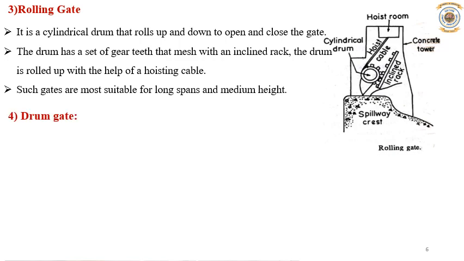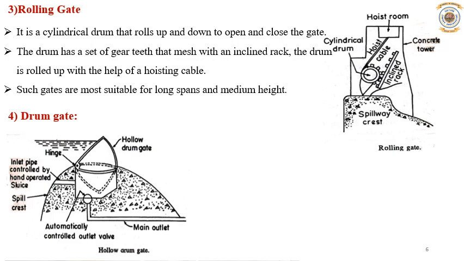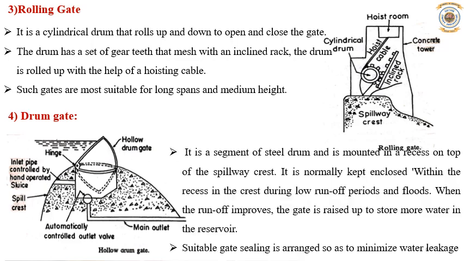Next, we will see drum gates. This is the diagram for the drum type gate, which shows a cross section of a drum gate. In this type, the gate is also preferably adopted for long spans. It is a segment of steel drum and is mounted in a basin on top of the spillway crest. It is normally kept enclosed within the recess in the crest during the low runoff periods and floods.